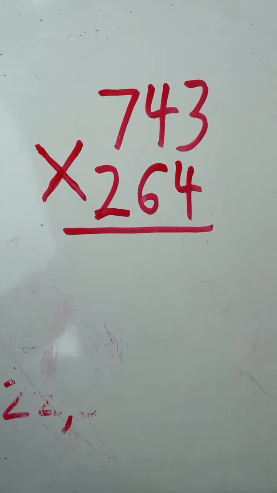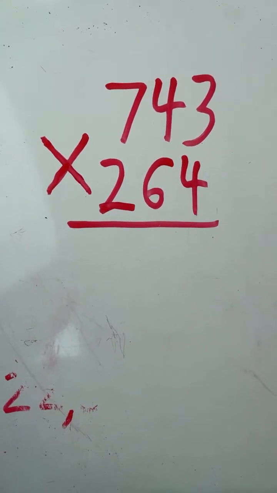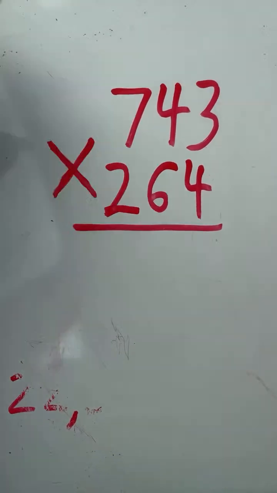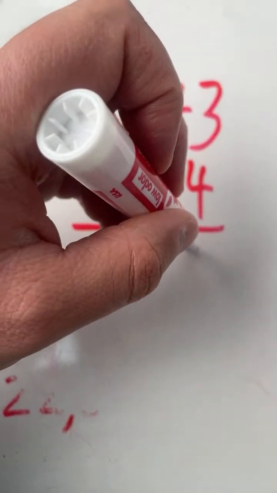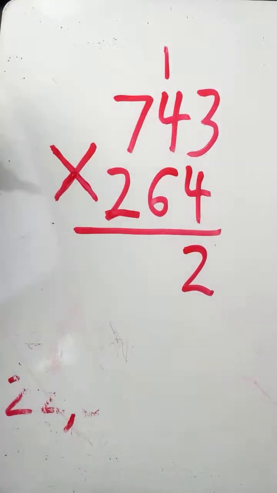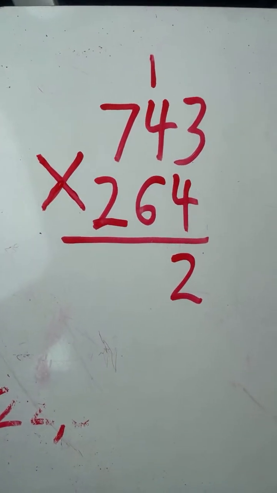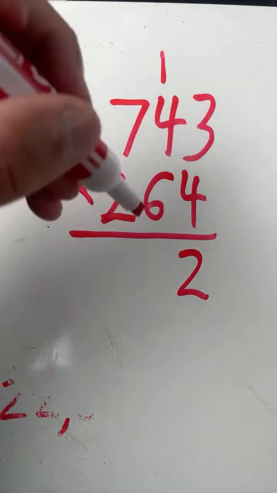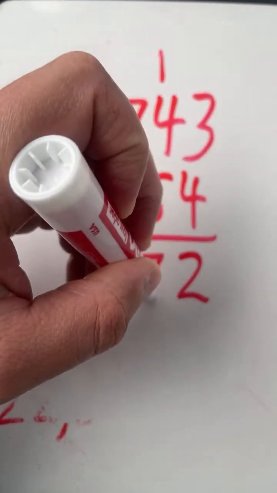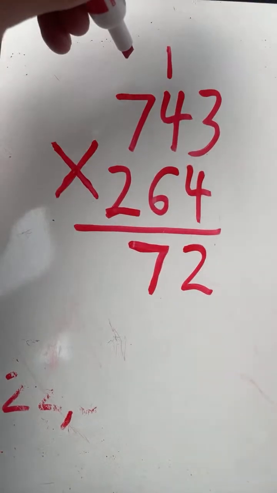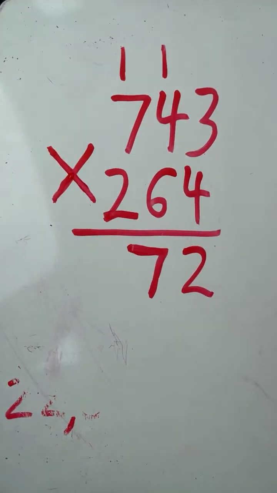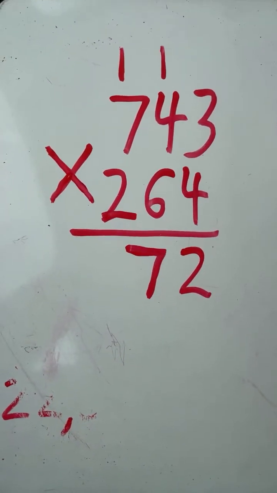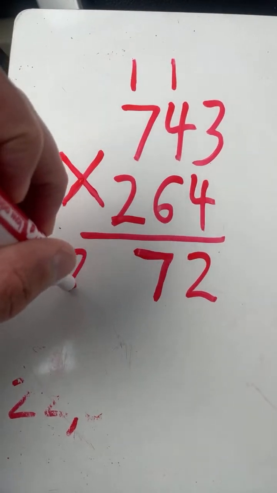All right, 743 times 264. So starting in the ones place, 3 times 4 equals 12. 2 carry the 1. 4 times 4 equals 16, plus 1 equals 17. 7 carry the 1. 7 times 4 equals 28, plus 1 equals 29.